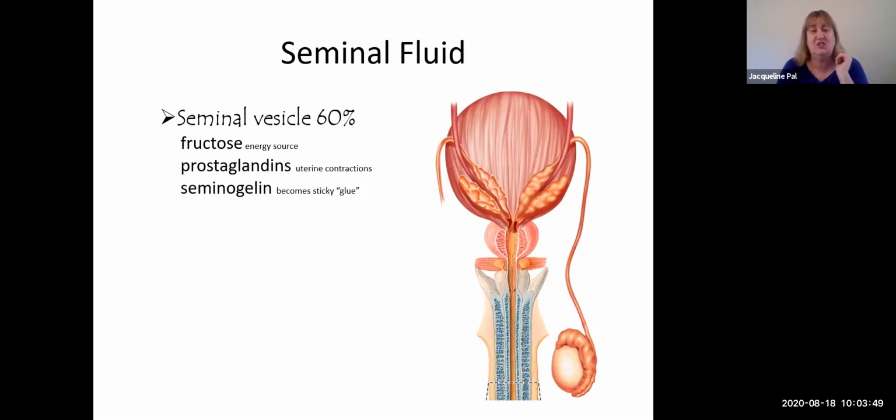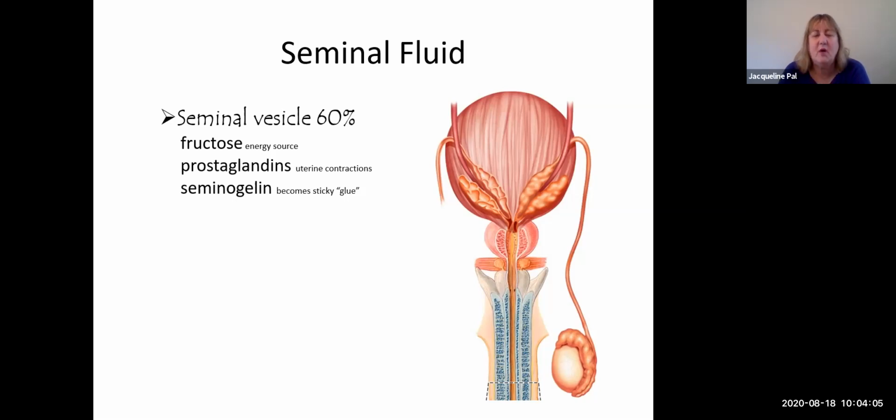And then thirdly, there's this protein called seminal gelin, which does exactly what the name sounds like. It's kind of like a gel, becomes a sticky glue. So when the sperm comes out, it sticks to where it comes out as you finish your sexual escapades and gymnastics, whatever. It's not going to be plopping out. It's got this gel to hold it in place.